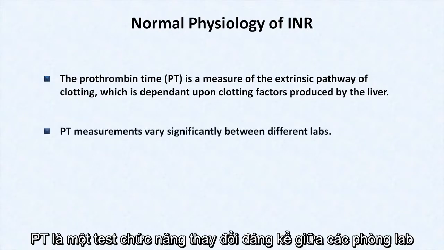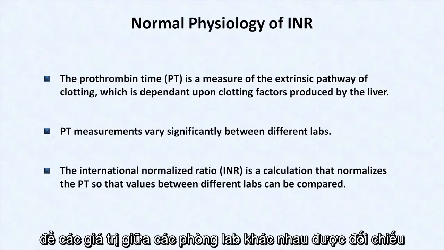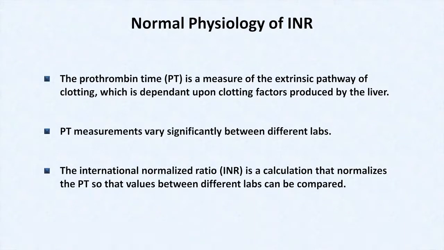The PT is a functional test that varies significantly between different labs. Therefore, a calculation called the International Normalized Ratio, or INR, was created which normalizes the PT so that values between different labs can be compared.